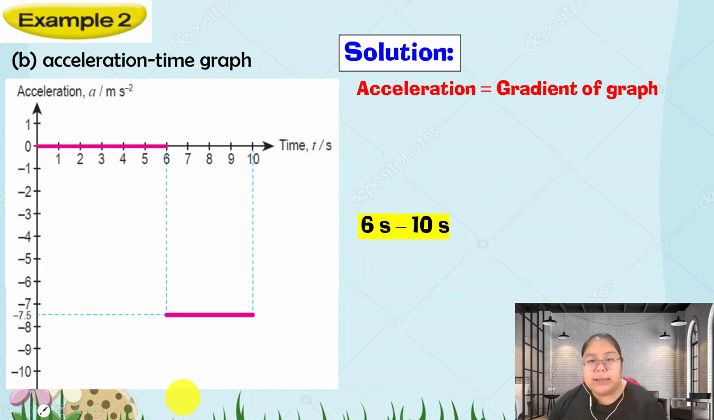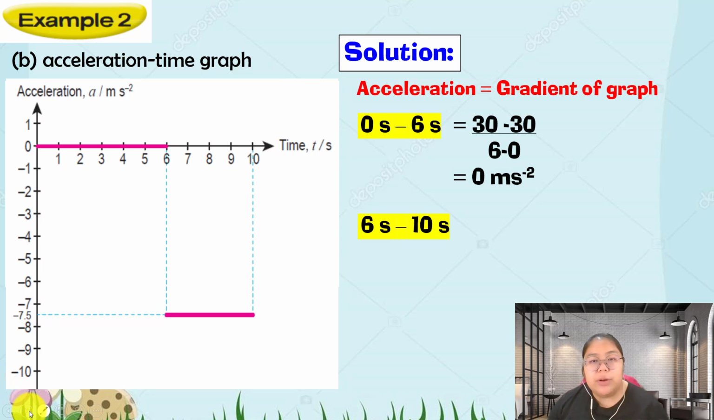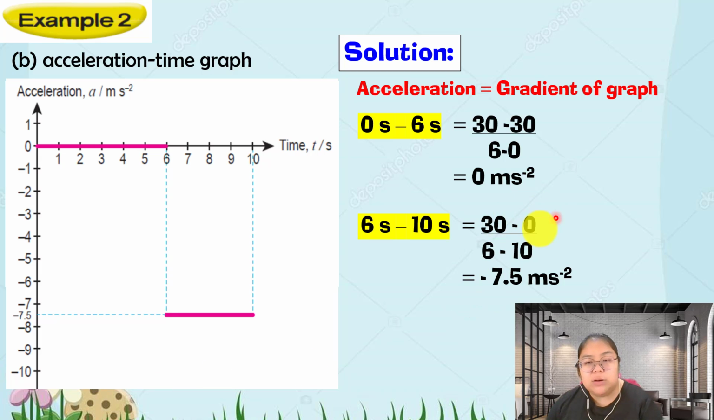Now the AT graph. The AT graph means the gradient. So from here we need to show 0 to 6, just now the graph 0 to 6. There's 30 over 30, 30 minus 30 because it is constant, so we get 0. Another one, 6 to 10, just now there's a triangle. So we find 30 minus 0 over 6 minus 10. We get a negative answer because you are dropping. We get negative 7.5.